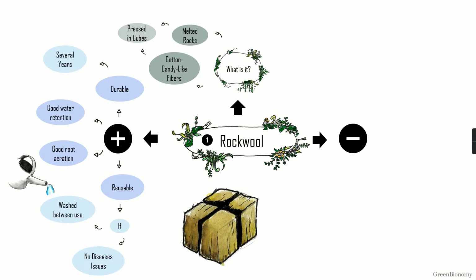So then the disadvantages. The first is it has a naturally high pH. It is alkaline, and this is due to the bonding agents that are used during the manufacturing process. When they're mixing up these melted rocks and cotton candy-like fibers, they're using some agents for everything to stick together, right? And this increases the pH. So that means you have to soak it before you use it to reduce the pH level so that your plant can thrive in the Rawwool.